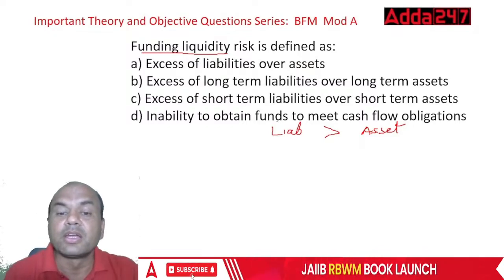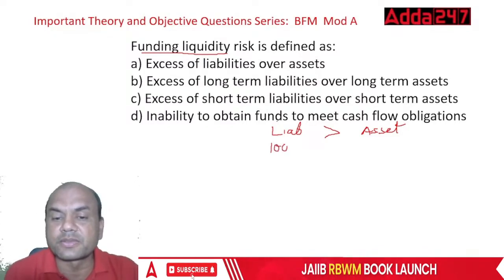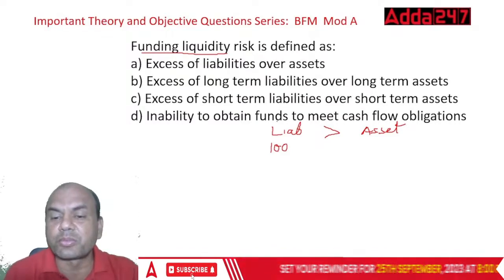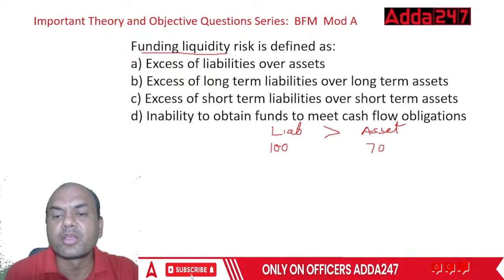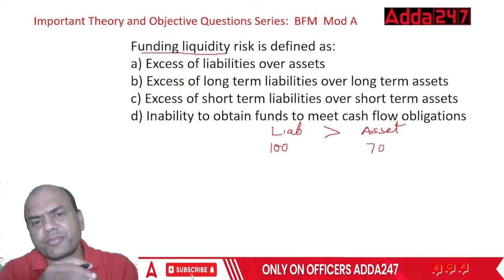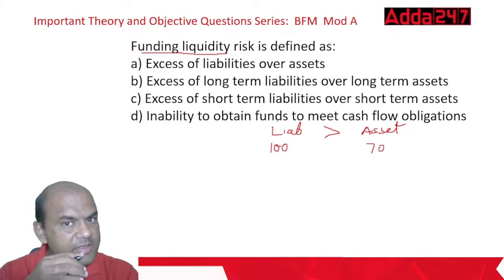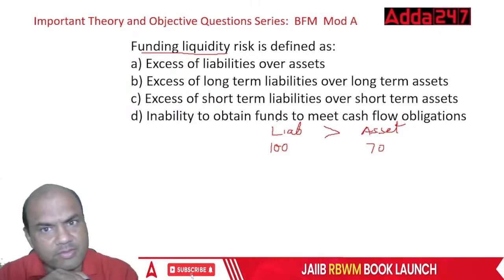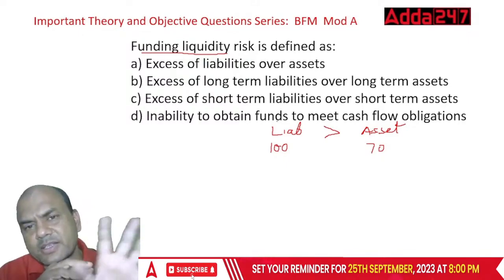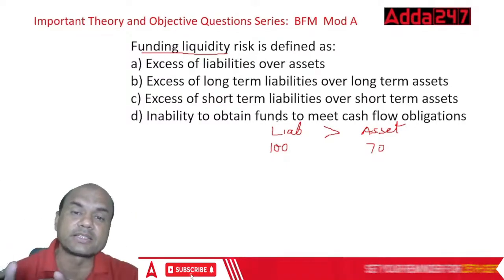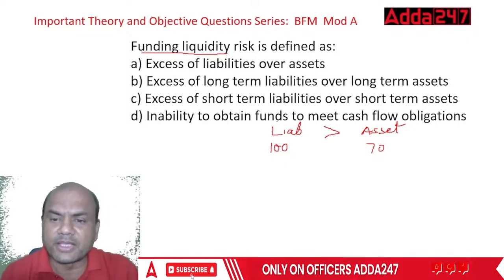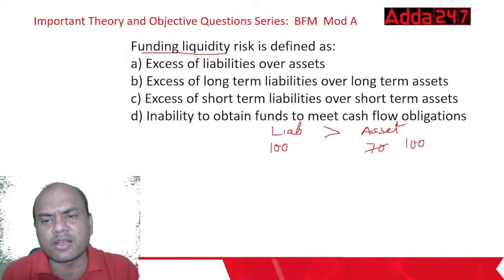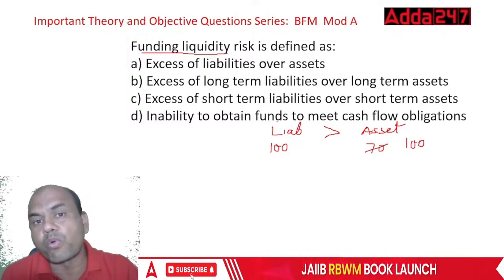Whenever I have deposits of, let's say, 100 rupees, and loans of, let's say, 70 rupees, will it be a problem for me as a bank? Do I have a problem in this case? Just check your bank's loans and deposit ratios. Is it always 100? Let's say this is 100, this is also 100. Is it always 100? No.